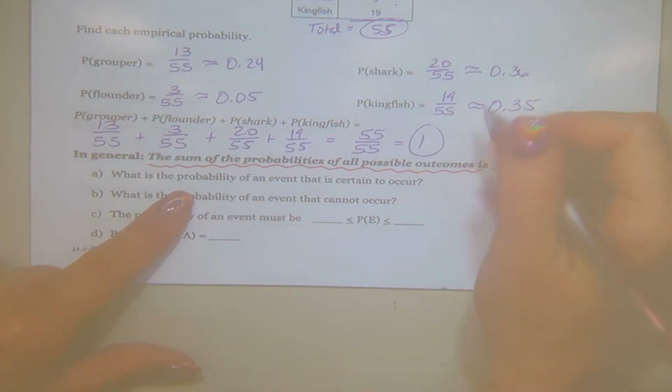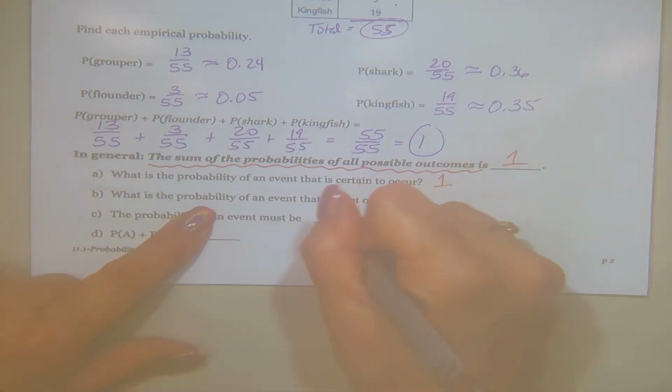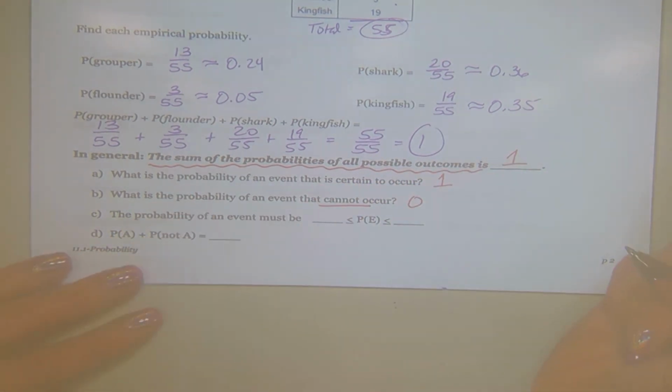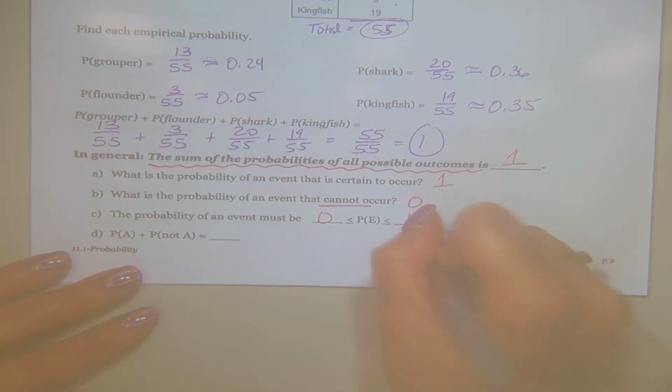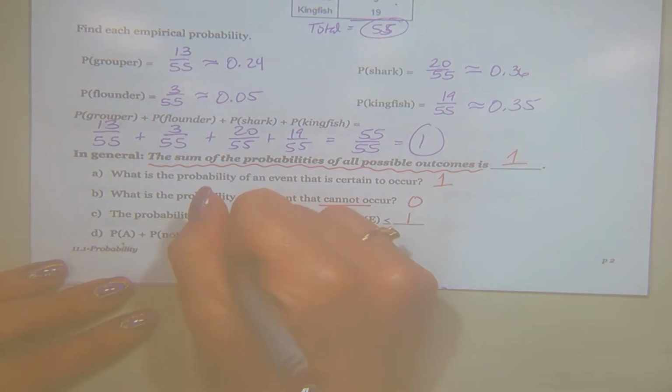The probability of an event that is certain is 1. The probability of an event that can't happen is 0. So any probability of any event has to be between those 2 values. If I take the probability of A and everything that's not A, I get 1.